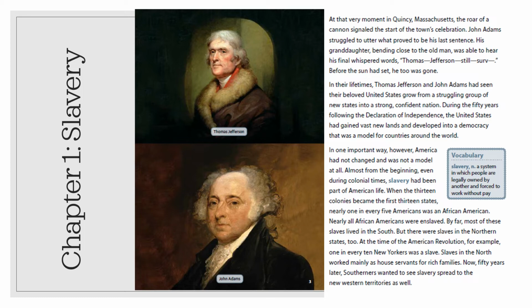At the time of the American Revolution, for example, 1 in every 10 New Yorkers was a slave. Slaves in the North worked mainly as house servants for rich families. Now, 50 years later, Southerners wanted to see slavery spread into the new Western territories as well. Remember, slavery is a system in which people are legally owned by another and forced to work without pay.